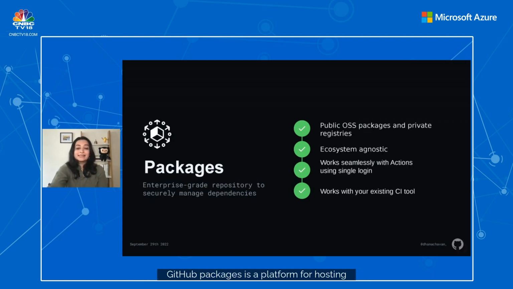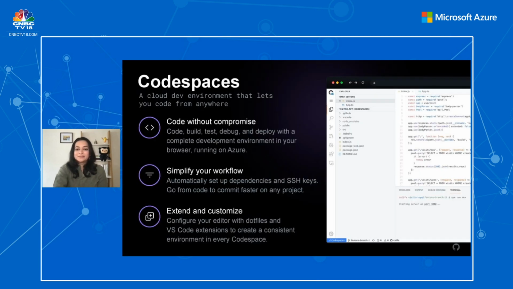GitHub Packages is our platform for hosting and managing packages, including containers and other dependencies. To give you another example, Codespaces is where we start developing faster. It is one of our latest features, but Codespaces reduces the time to set up development environments from hours per week to seconds, powered by a web-based version of Visual Studio Code that is fully integrated into the GitHub developer environment.